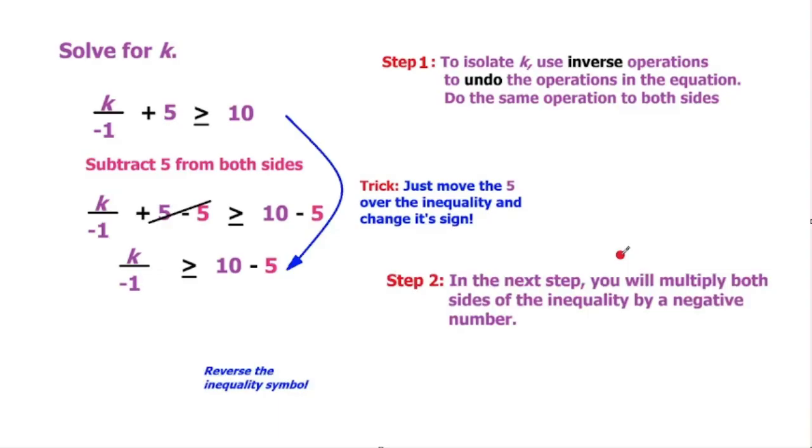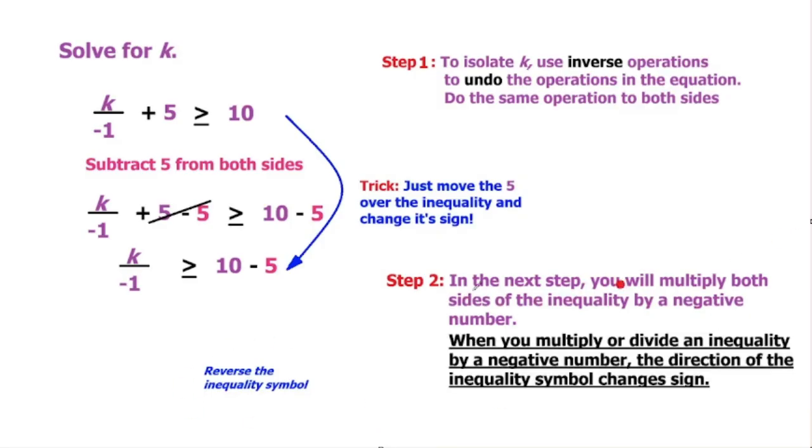So step 2, in the next step, you will multiply both sides of the inequality by a negative number. So here we're going to reverse the inequality symbol, and I'll show you that in a second. When you multiply or divide an inequality by a negative number, the direction of the inequality symbol changes sign.